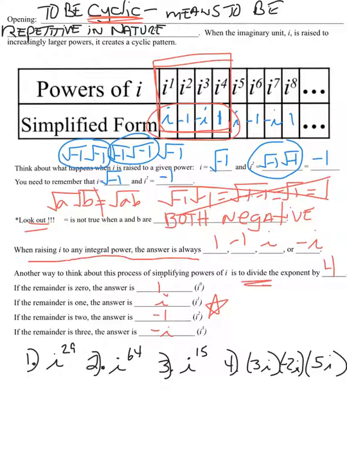So let's take a look at the first one here, i to the 29th. If I divide 29 by 4, it goes 7 times, that's 28, right? So what's left over? A remainder of 1. So what's my answer going to be? If it's a remainder of 1, go back here. What was remainder of 1? It's i. So the answer to that one is i. If I divide 64 by 4, you will get a remainder of 0, so you're going to get an answer of 1. Divide 15 by 4, it goes in 3 times, which is 12, remainder 3. So that's going to be negative i according to our pattern right up here.